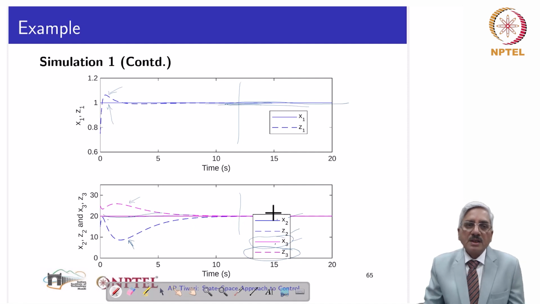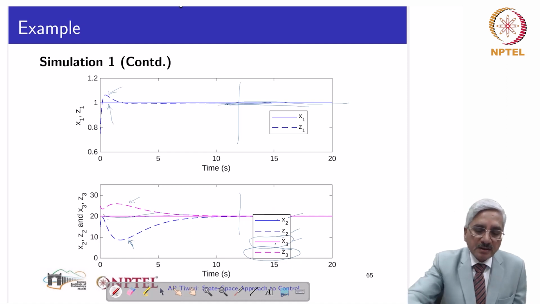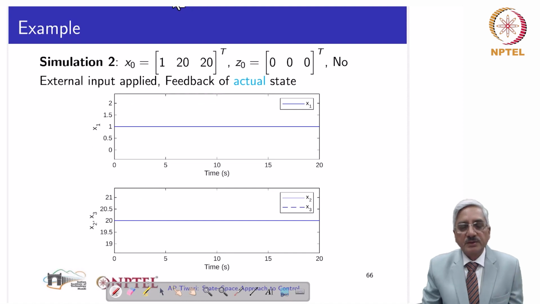So, in the absence of any external input, and if the deviation of observer states is small from the system states, we see that observer states asymptotically approach the system states. That was the intent of the design, and it happens. Now, will the same thing happen in a different scenario? That is done by this simulation.